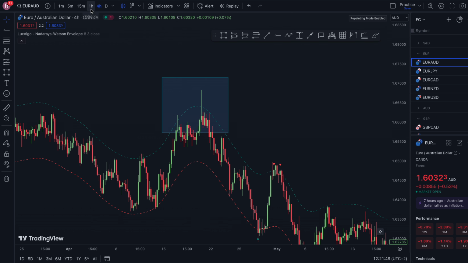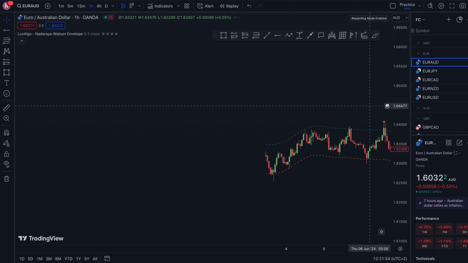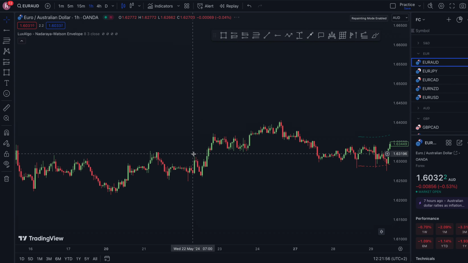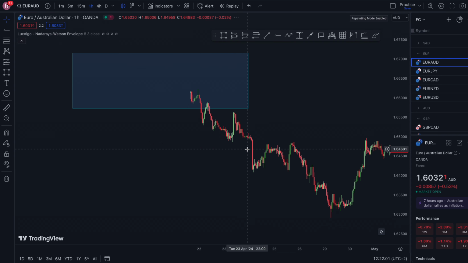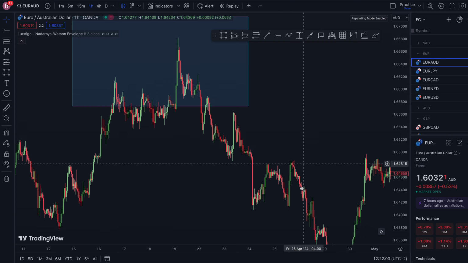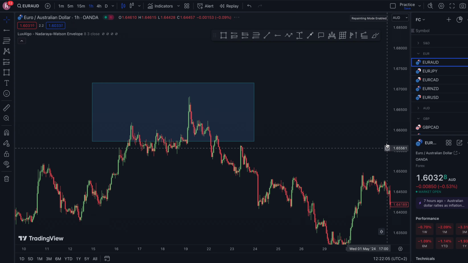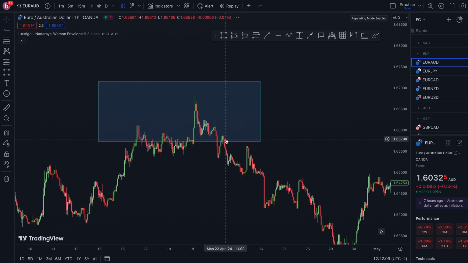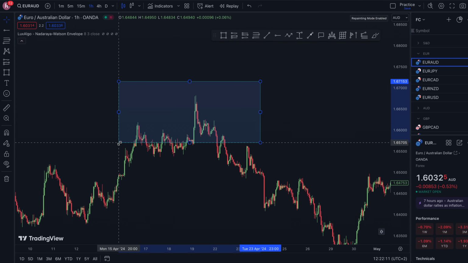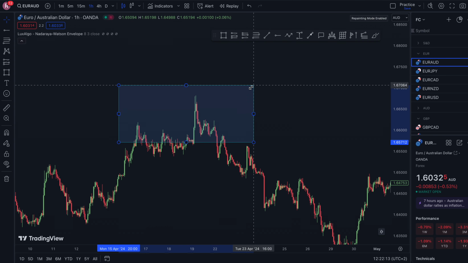Now you want to scale down, because this is not our entry time frame. We're going to go to our 1 hour. Let's hope I find it. Yeah, there we go. So you want to wait for price to, obviously this is the zone right here.